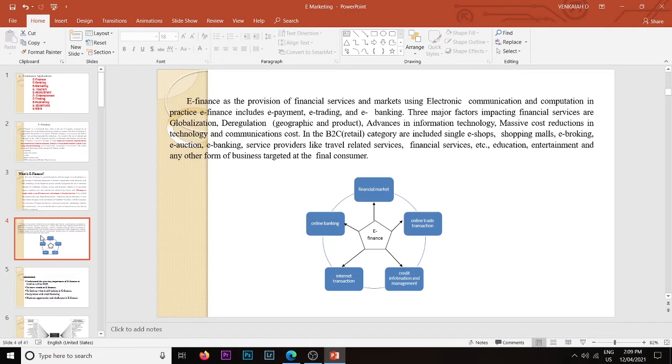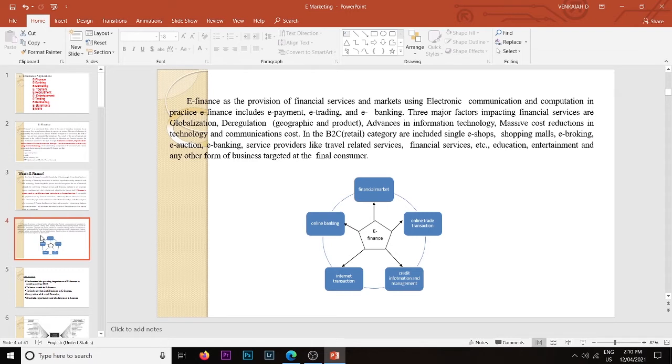In the same way you transfer money from your account to my account, the shares are also transferred from my account to the other person who purchased the shares. That is e-trading. E-banking we know very well. Electronic banking: all the banking services are offered through the internet and internet technologies. That is e-banking.